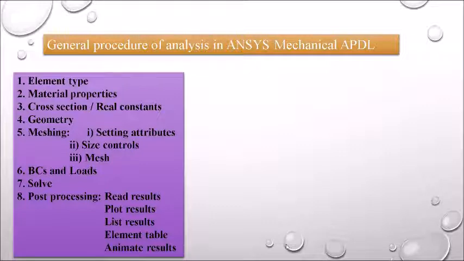In meshing there are 3 stages: setting attributes, size controlling and meshing. Sixth step is boundary conditions and loads. Seventh step is to solve the problem. Eighth step is post-processing.